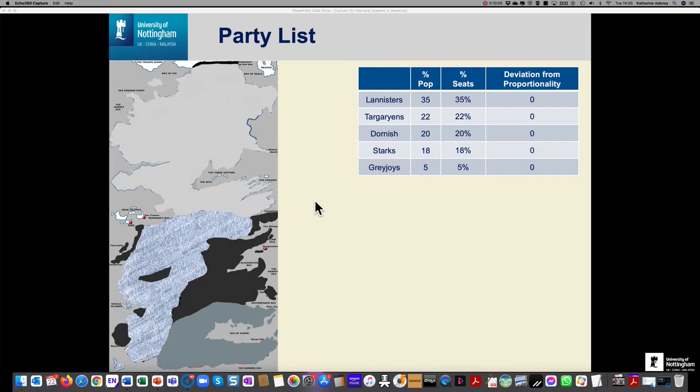Now, you then have the closed list, where Sansa Stark has the power to set who's on that list and in what order. And that not only gives her more power, because then she has her favourites at the top of the list, because those are the ones who are most likely to be elected, but it can also be a good way, if Sansa wants to include more women higher up the ranks, for example, because generally women may not do as well on some electoral systems as they do on others. And if you want to increase female representation, that's quite a good way of doing it.